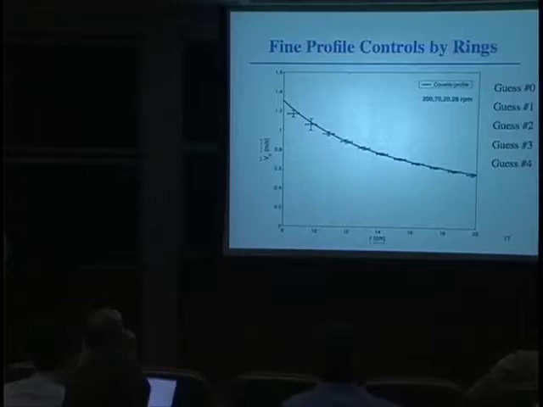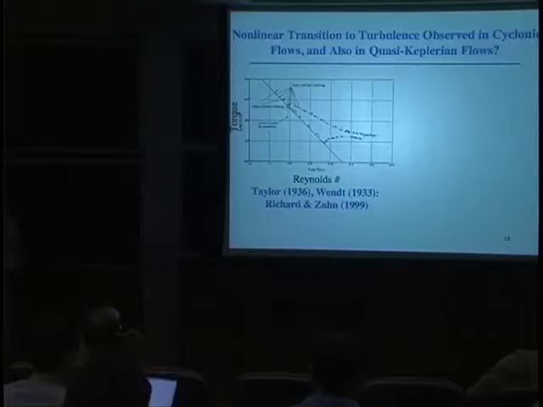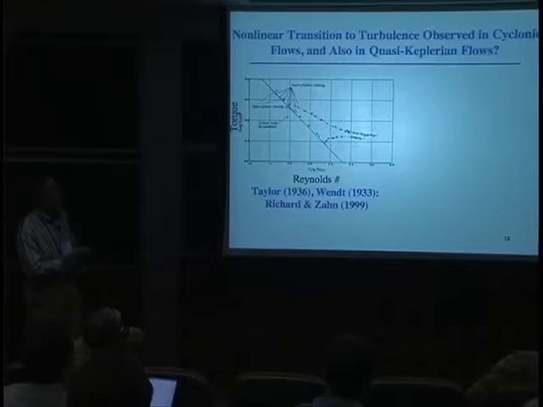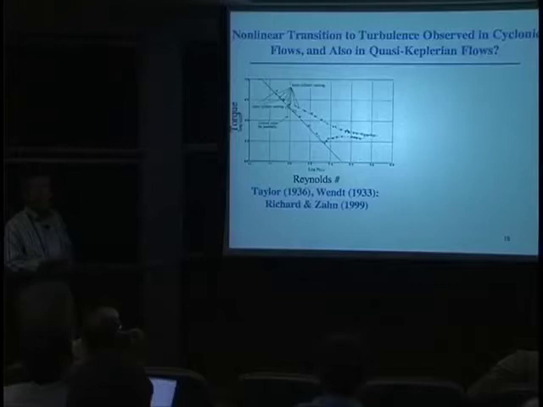So now we are ready to do the MRI experiment. At that time, Jeremy said, well, stop here. Maybe we should look at something else before we do MRI. This is the so-called nonlinear hydro problem in quasi-Keplerian flows, where the question is whether you can have nonlinear instability in hydro when you have enough Reynolds number.